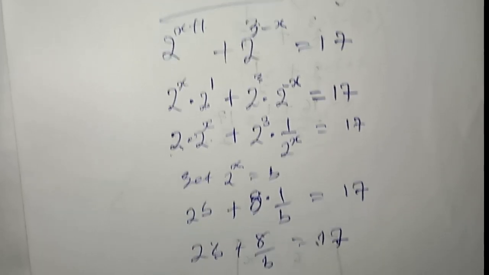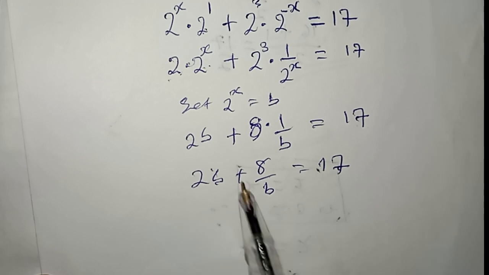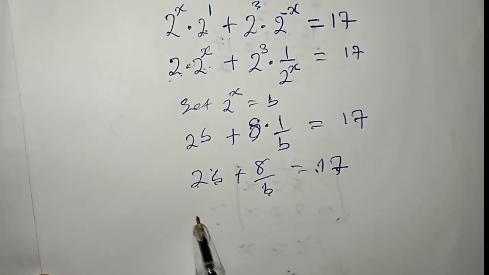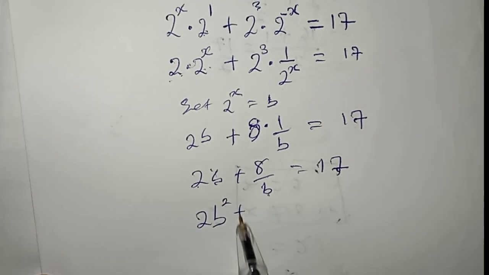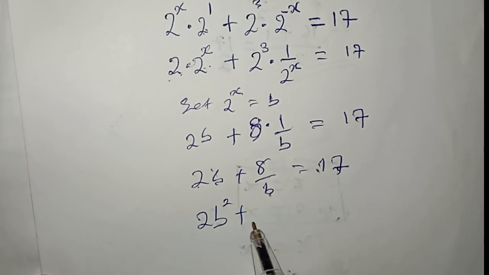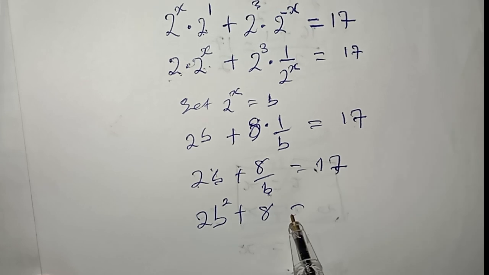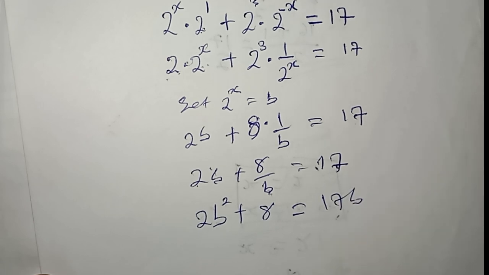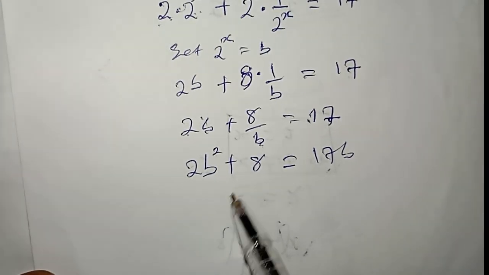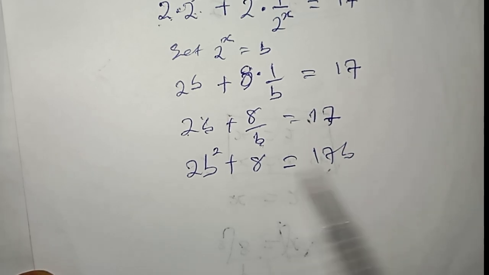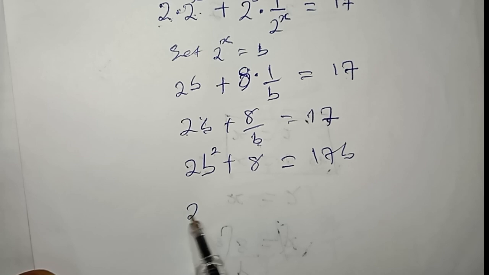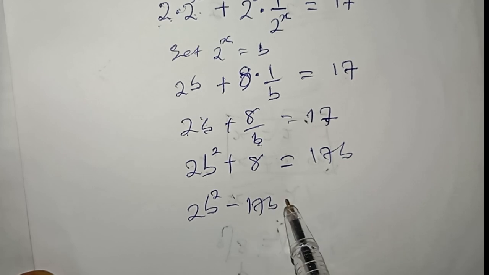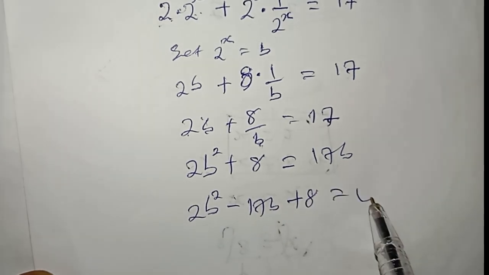So this is actually 2b plus 8 over b is equal to 17. Moving on, I'm going to clear this fraction by multiplying through by b. So b multiplied by 2b gives 2b squared, plus b multiplied by 8 over b, where the b cancels, gives 8, is equal to b multiplied by 17, which gives 17b. Then I bring the 17b to the left hand side, so that I now have 2b squared minus 17b plus 8 is equal to 0.